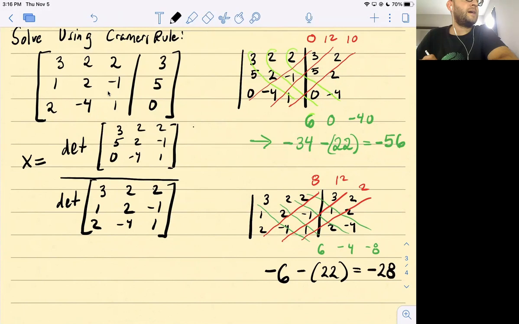Yeah, okay, that's right. There was a negative 4. There was this negative 4 here. This one came from here, the negative 4. So I think that's what made it negative 40.